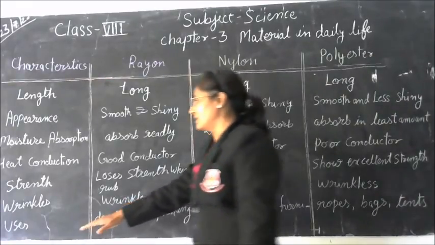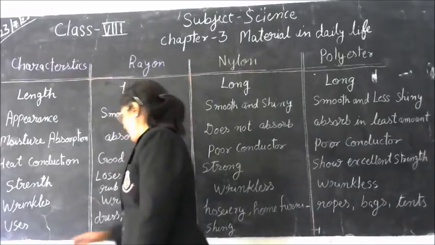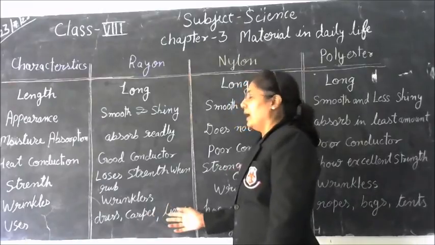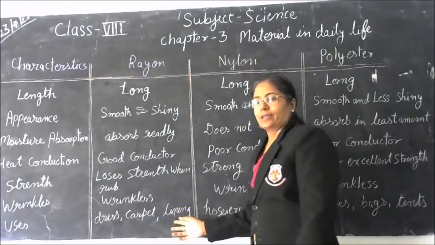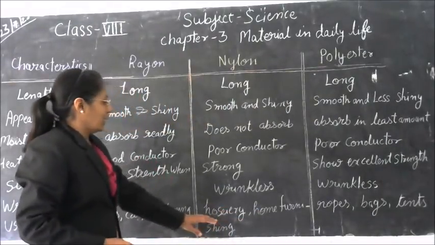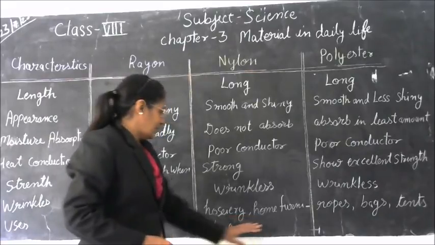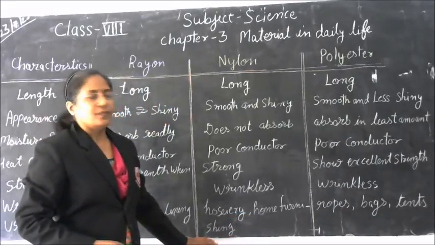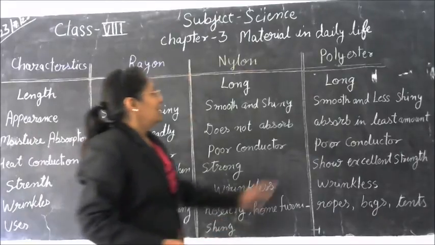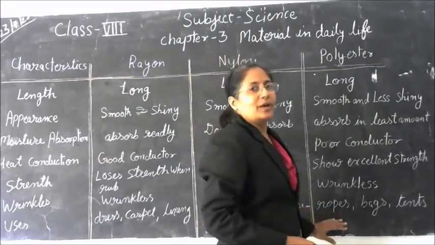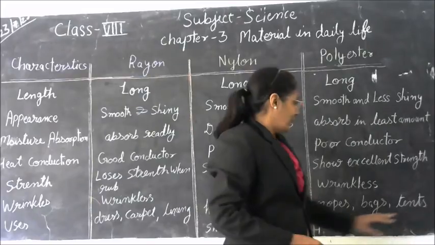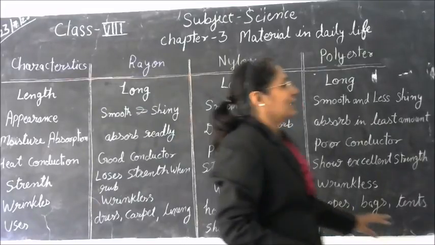Now let us understand their uses. We can use rayon in dress material, making carpet and lining of coat and trousers. Nylons are very good in making hosiery, home furniture and furnitures of offices. And polyester, as it is a very strong fiber, we can make ropes, bags, tents, parachute and other things.